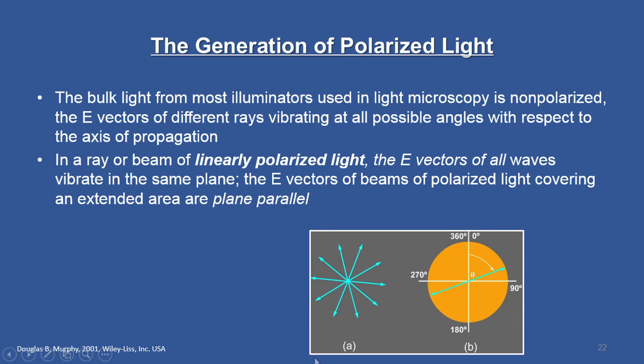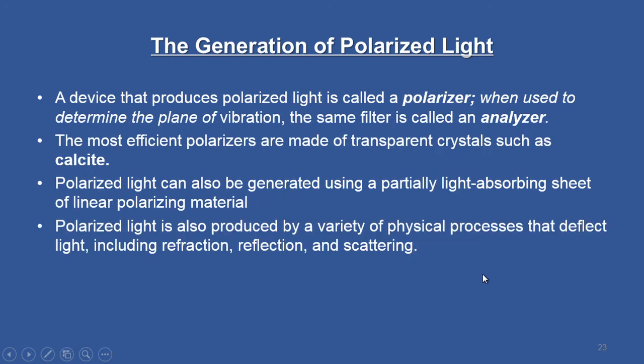So, this is the schematic which shows how the vibrations of the electric vectors are represented, and we will see that in much more detail. A device that produces polarized light is called a polarizer. When used to determine the plane of vibration, the same filter is called an analyzer.